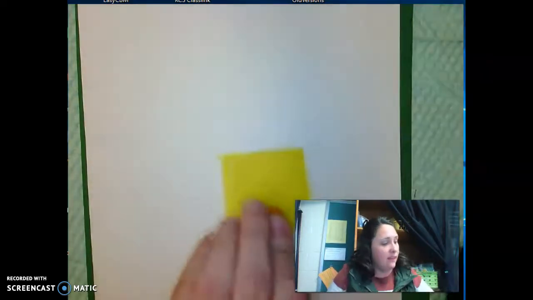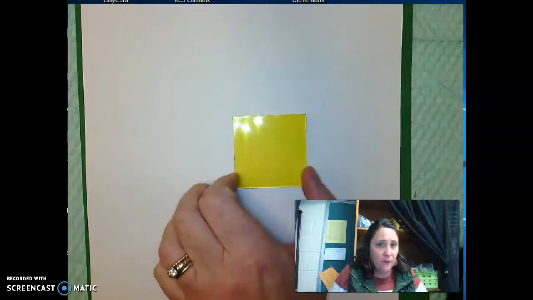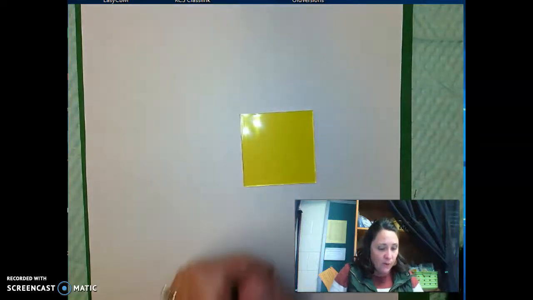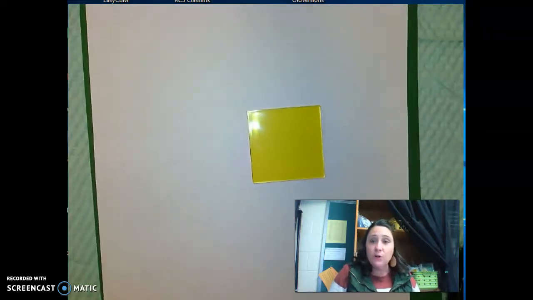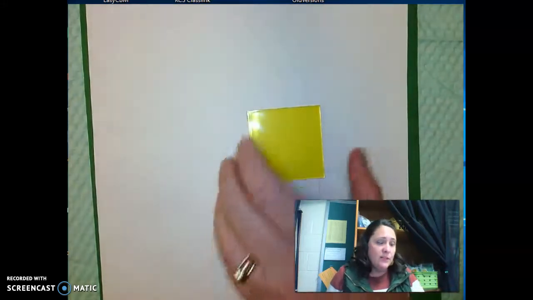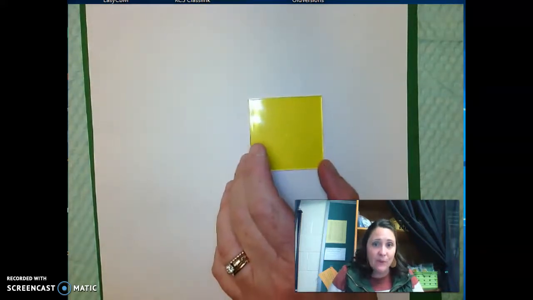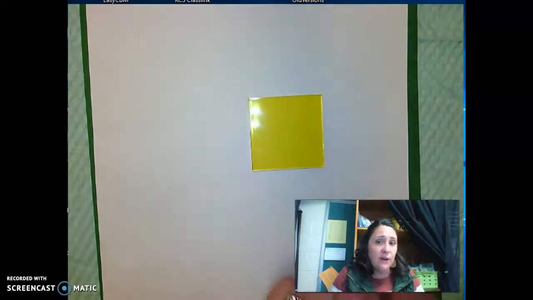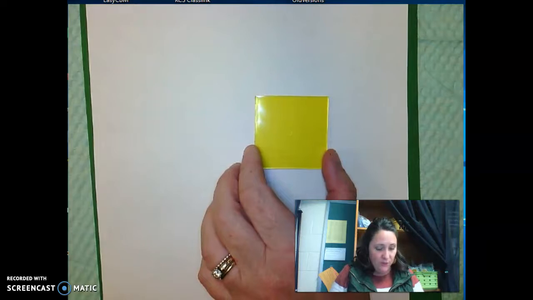All right, I want us to take a peek at this square. I would encourage you to go ahead and get out your power polygons, because that is what we're going to be using during today's lesson. If you need to pause the video right now to go and get it, then please do so. Alright, so let's take a peek at this square.